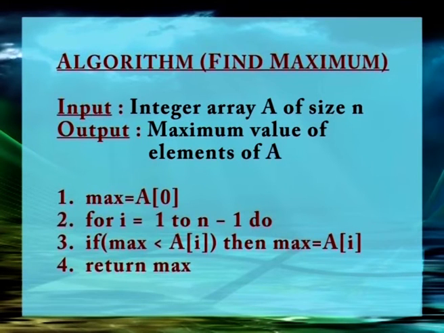As an example, consider the following algorithm to find the maximum value of elements of an array. The input for the algorithm is an array of n integers and the output is the maximum value of the array elements. For this algorithm, the input size is the number of elements in array A. The basic operation is comparison of two elements. The number of comparisons, as we can see, is n minus 1. The simplified form of f of n is thus n. Thus, we say that the asymptotic complexity of the algorithm is n.